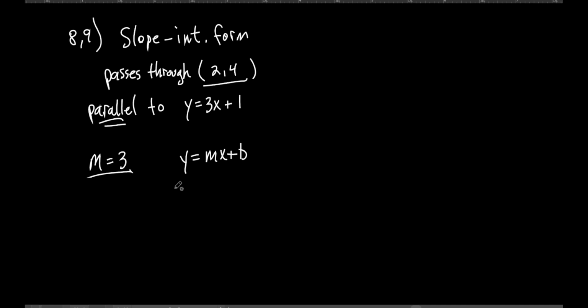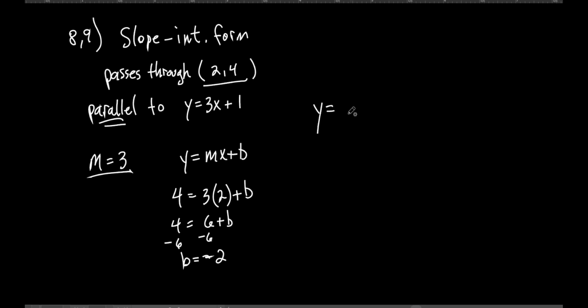So what's going to be the y? 4. What's my slope? It's the same slope as the line that they gave us, times what? 2, and then plus b. This is 4 equals 6 plus b. Subtract 6. b is negative 2. Now we write it all together: y equals m, which is 3, x, and then minus 2.